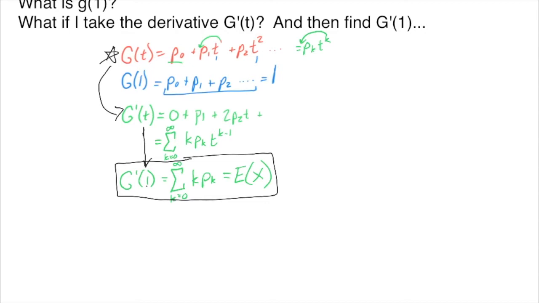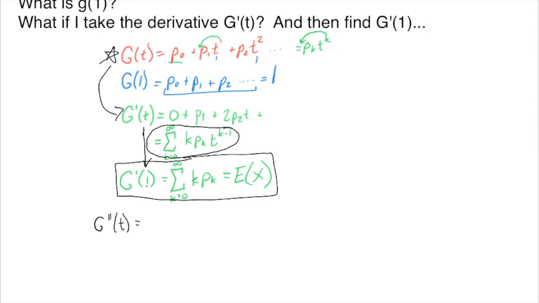Anyway, let's extend this a little bit further. Why? Because we can. So naturally, the next thing I'm going to ask you to do is, well, let's find out what g double prime of t is. Okay, so g double prime of t means that I'm going to be taking the derivative of this right here.